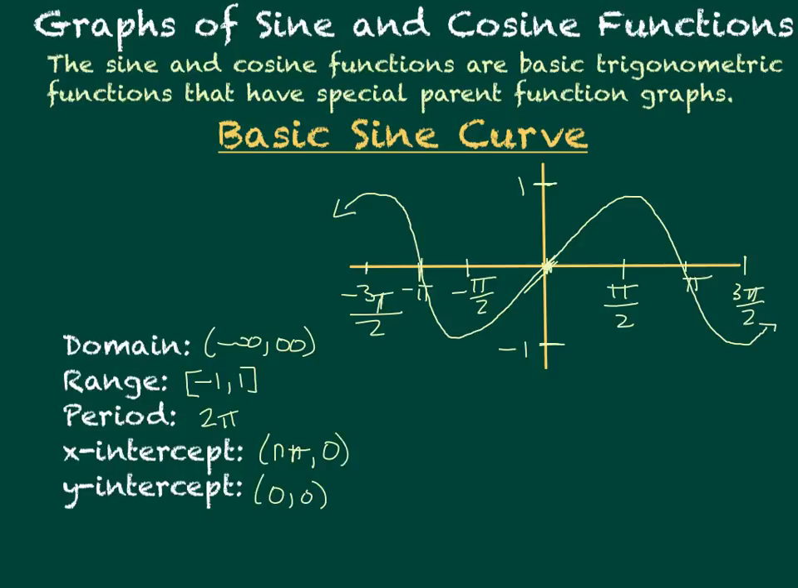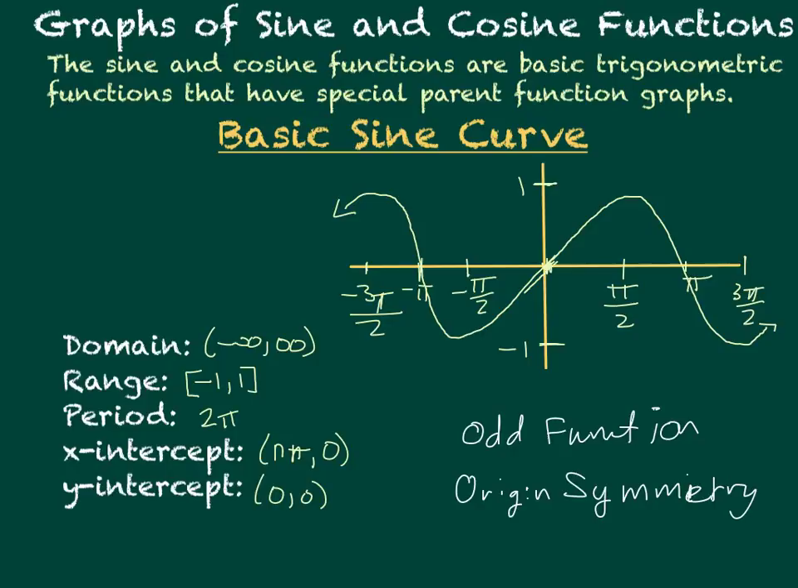Okay, now a couple other things to note is this is an odd function, which we've actually already talked about, in the sense that sine of -θ equals -sine of θ. That just means it's an odd function. And it's got origin symmetry. That just means that the symmetry is in relation to the origin. So if you spin the graph around the origin, you would land on top of itself. Okay, so this is the basic sine curve.